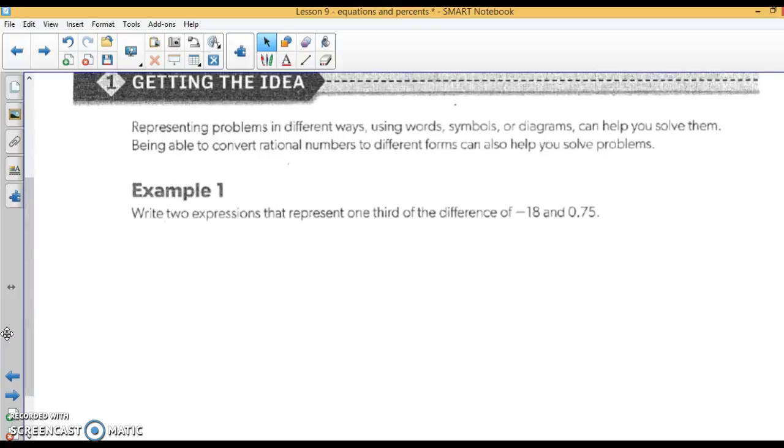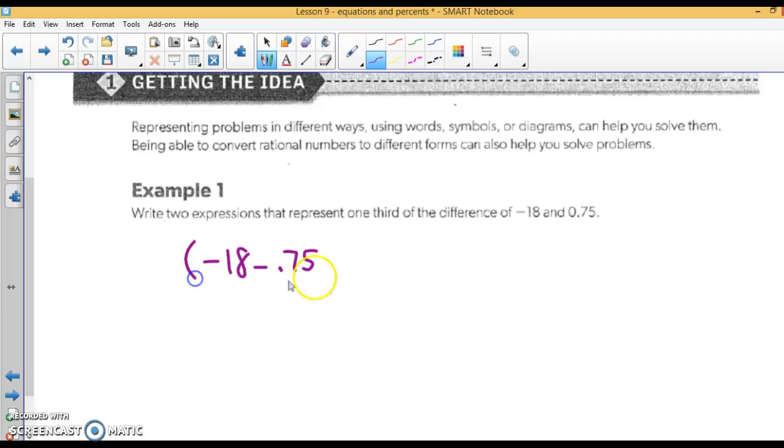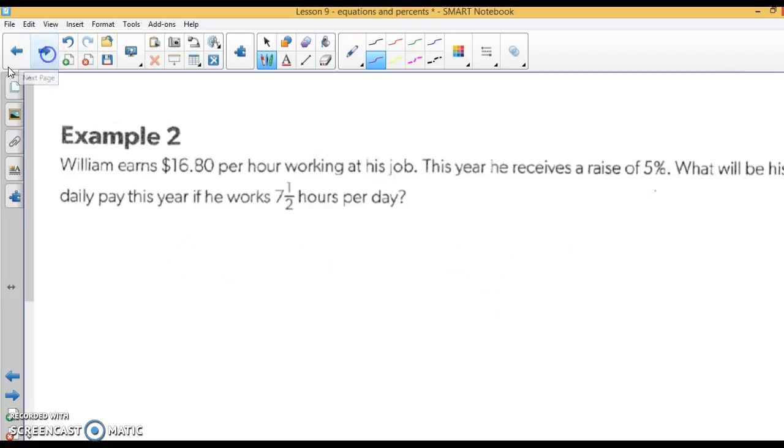Write two expressions that represent 1/3 of the difference of negative 18 and 7,500. Well, first of all, difference means we're going to subtract. So, negative 18 minus 7,500. That's the difference. Two ways you could do 1/3: 1/3 of the difference. You need to put this difference in parentheses because you want to do 1/3 of the whole thing. Another way you could write this is your difference divided by 3, the same thing as 1/3. So that would be two different ways you could write an expression for that.